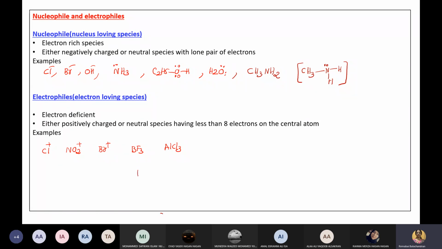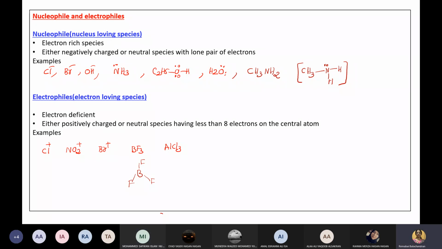See, my dear, draw BF3. Boron is in which group of the periodic table? Just before, during the exam time, you can keep one periodic table with you, okay?